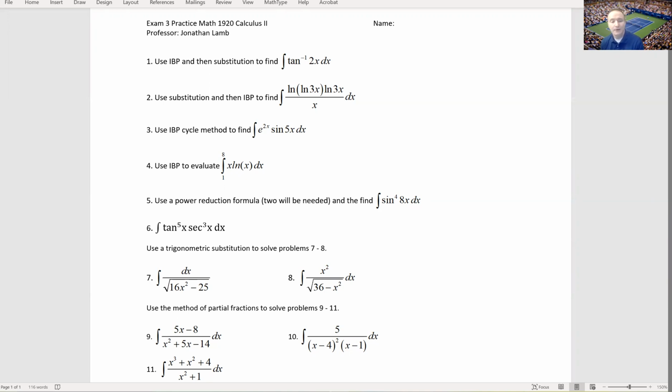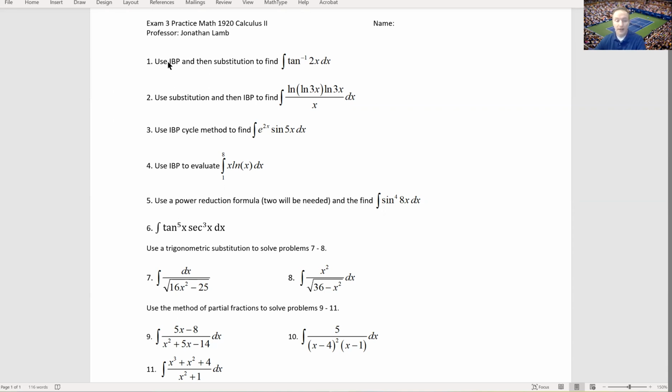The breakdown of the test should be just like I do on this practice test. Please notice I've tried to go in order of the content that we've had in Chapter 7. The first 4 questions here are all out of Section 7.1. They all involve integration by parts. Of course, whenever you're doing a problem with integration by parts, sometimes you'll do the cycle method or have to do a substitution within the integration by parts.